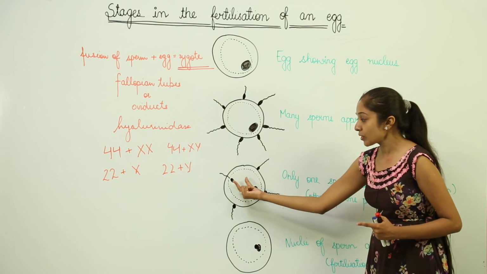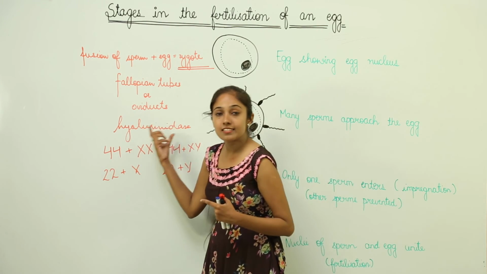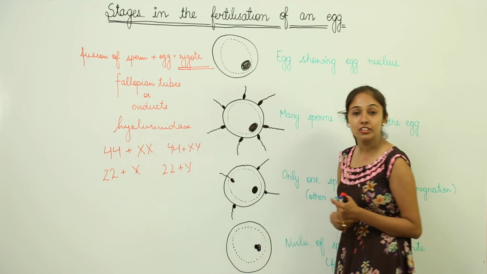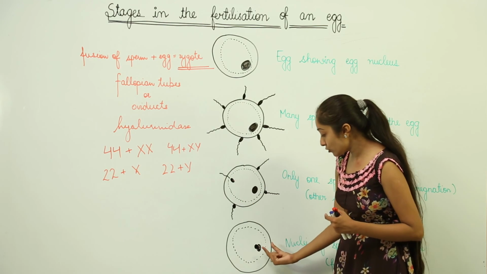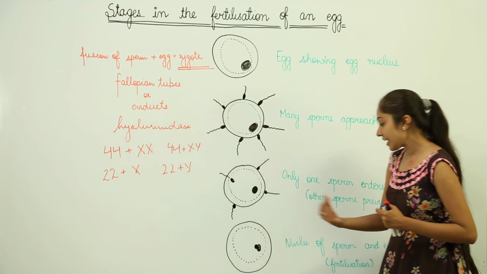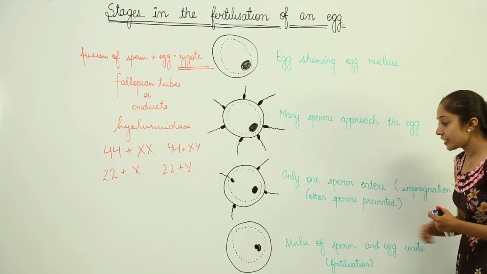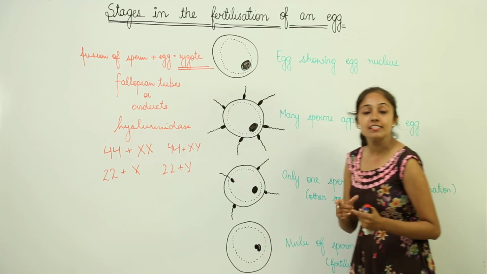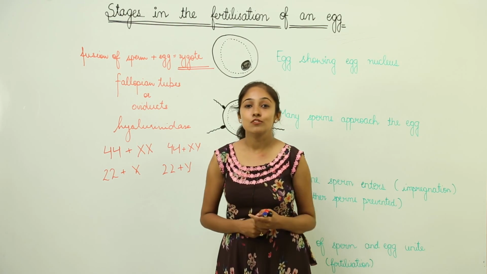Only one sperm, because it is going to release an enzyme, hyaluronidase. This enzyme is present in the acrosome of the sperm, which is in the head region. So the nuclei are going to fuse to form the first cell of life. The nucleus of sperm and egg unite, which is known as fertilization, and this is how the first cell of life, the zygote, is formed, which completes the stages of fertilization.